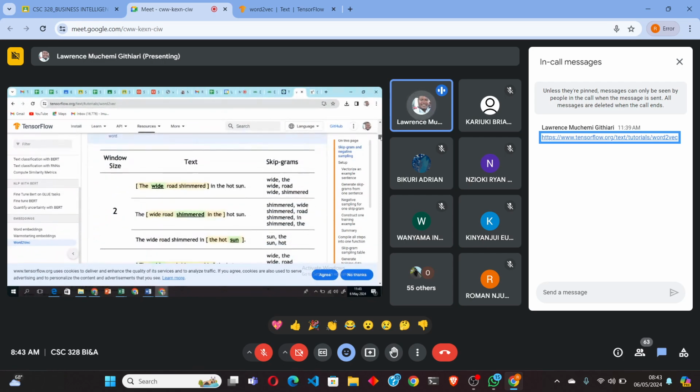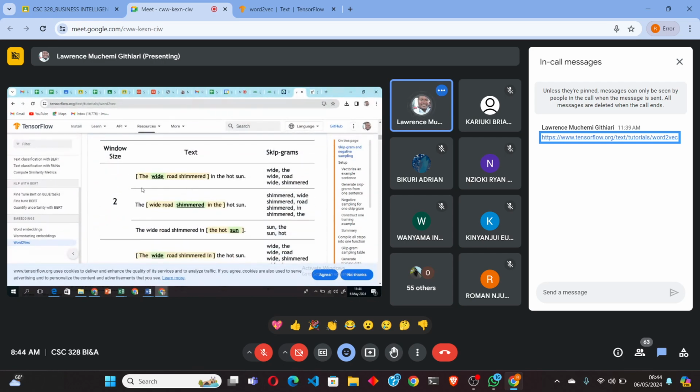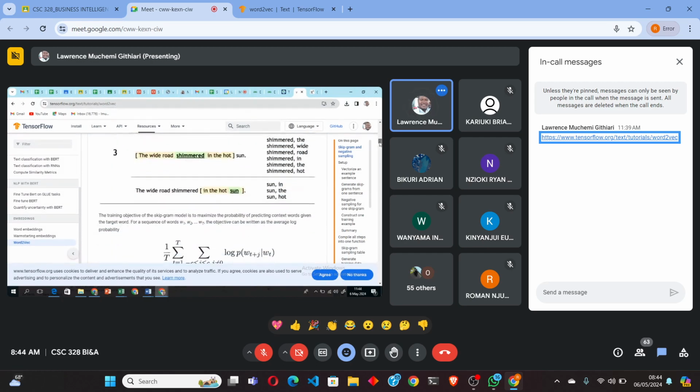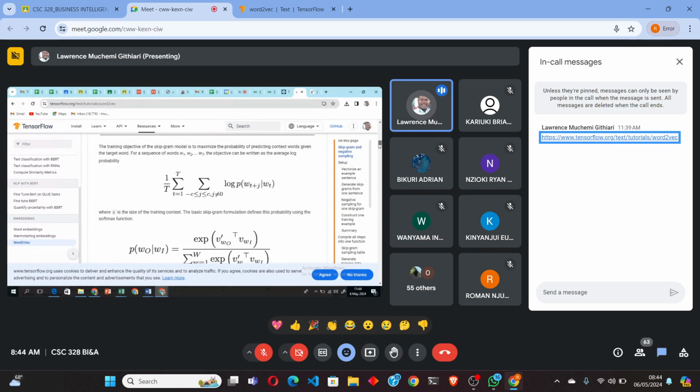They have explained the window size. So if the window is 2, you can see wide there, then wide and road, and also wide and shimmered, and so on. So they have explained that concept. It's 2 and 3. Then they have given some mathematical treatment.